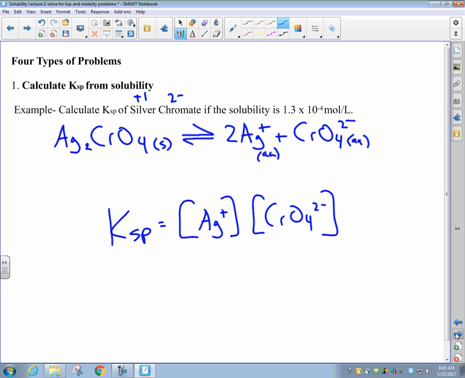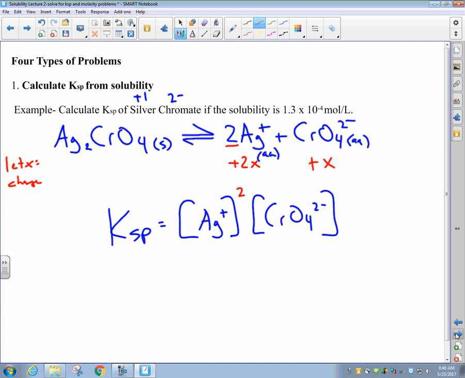If you have a coefficient, it becomes your exponent in the KSP expression. So, because we produce 2 silver ions, we need to have a square for our silver concentration. Now, if we were to conduct a mini ICE chart here, we're just going to do the change part. We let x equal the change that's going to occur here. In other words, for every one of the silver chromates that dissolves, it's going to produce 1 of the chromate ions, and it's going to produce twice as much of the silver ions.